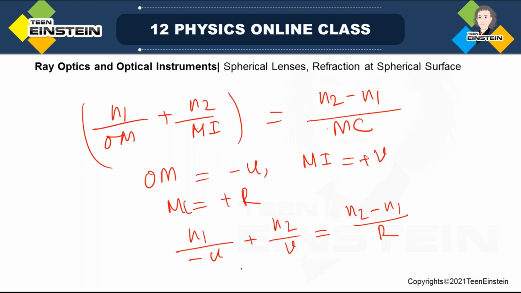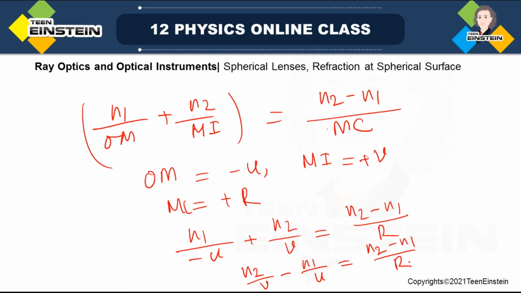If I further simplify, what I get is N2 over V minus N1 over U is equal to N2 minus N1 over R. So this is actually the formula for refraction at a spherical interface.